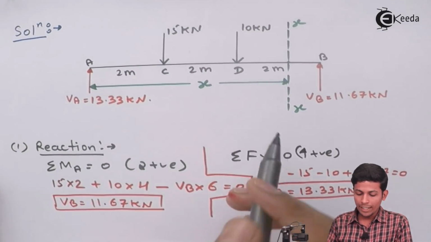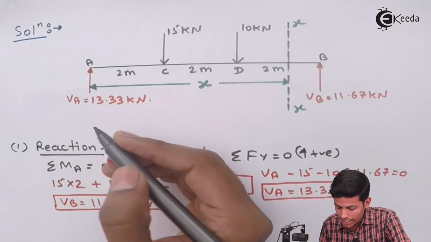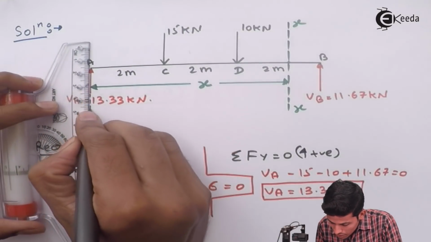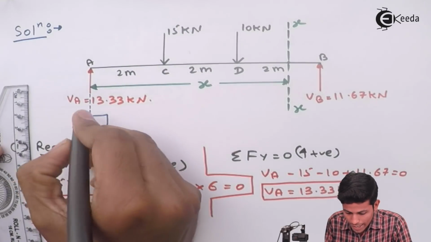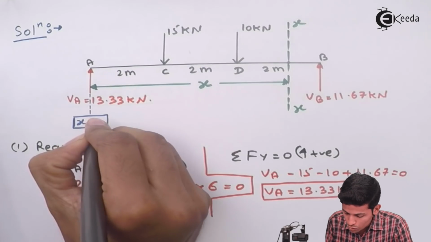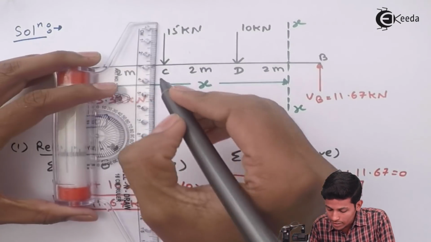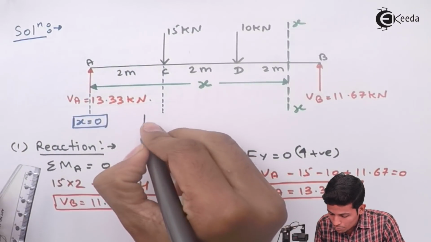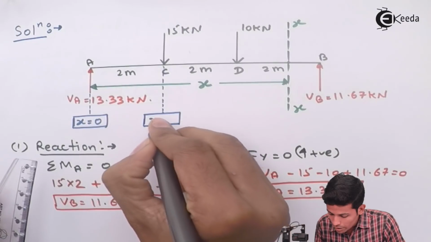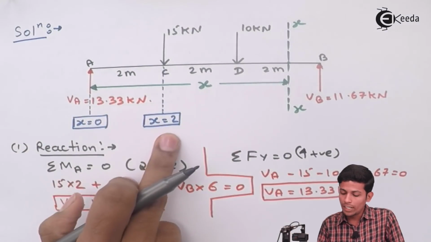See, if you are taking this as your origin A, just extend this some part and write one box over here and write x is equal to 0, because this is origin. So we are starting with the 0. Extend this part also, make one box and write it over here, x is equal to 2. See, this is coming from 0 to 2, that's why it will get 2.